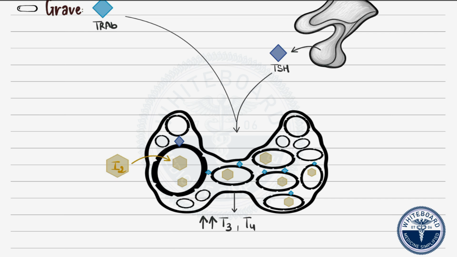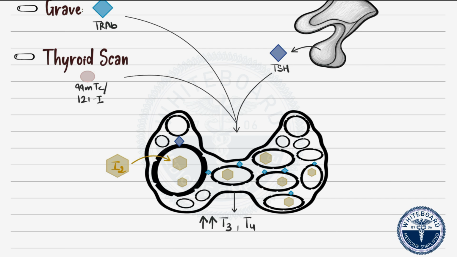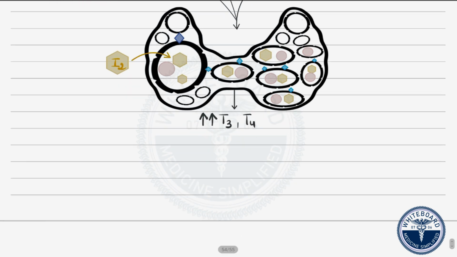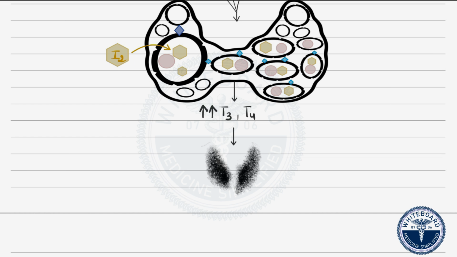In Graves' disease, during a thyroid scan, we give a small dose of radioactive tracer, technetium-99 or radioiodine. Since all cells are overactive, the tracer is taken up uniformly throughout the gland. This image, showing a bright, symmetrical, butterfly-shaped thyroid, is the classic diffuse uptake pattern that we see in a case of Graves' disease.